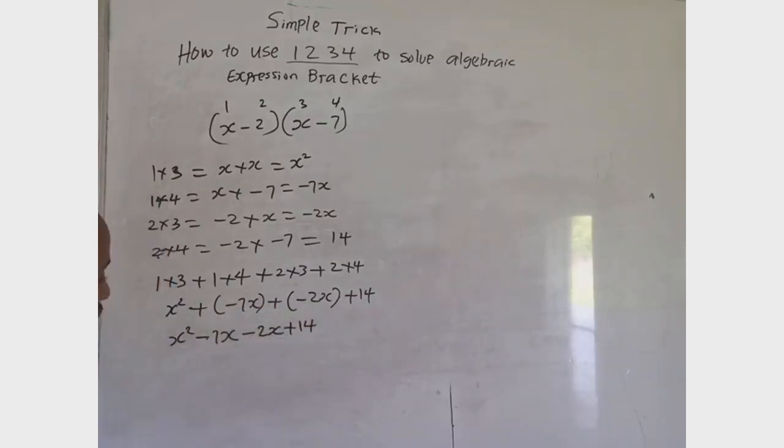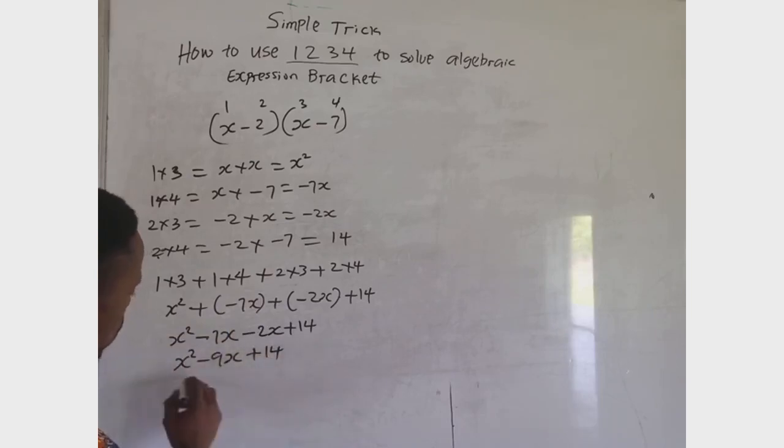This one and this one are the same variable. They are common, they are alike. So it means that minus 7s minus 2s gives us minus 9s. We have s squared minus 9s plus 14. So that is our answer for this bracket.